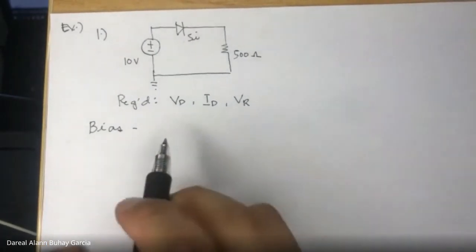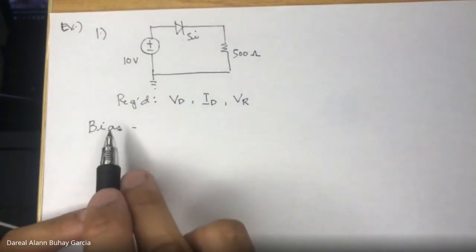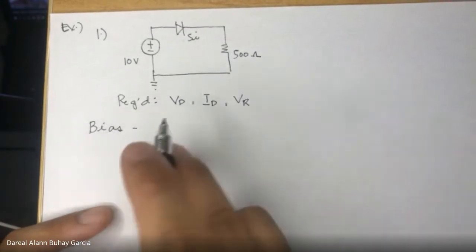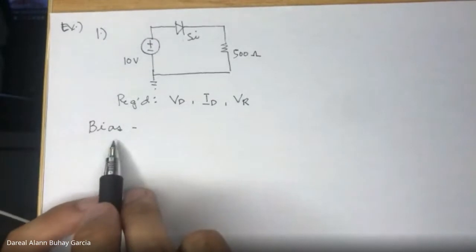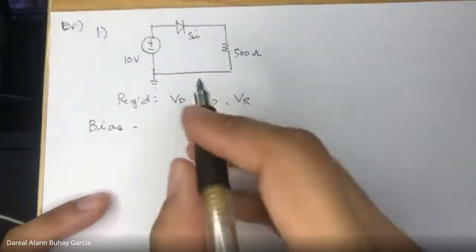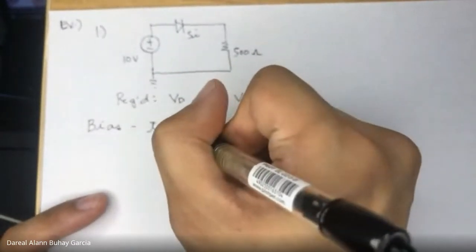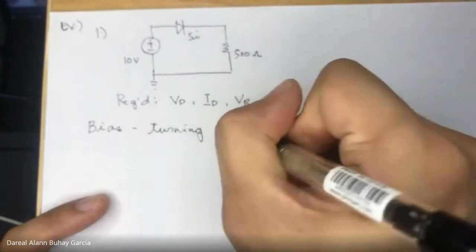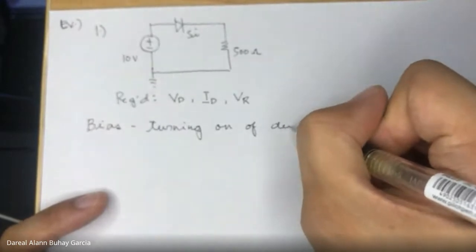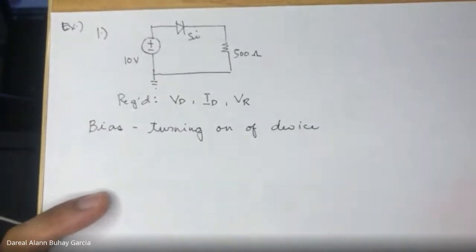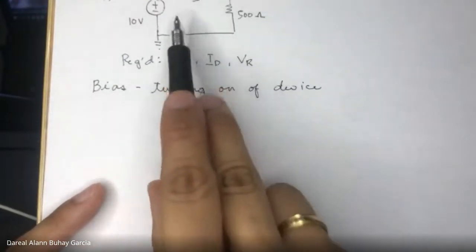But in ECE, electronic circuits, when we say bias, or if an electronic device is properly biased, that means the device is turned on. So when we say we want to bias our electronic device, it just means that we want to turn it on. So biasing is the turning on of our device. In this case, the diode. So first we determine what its bias is right now.